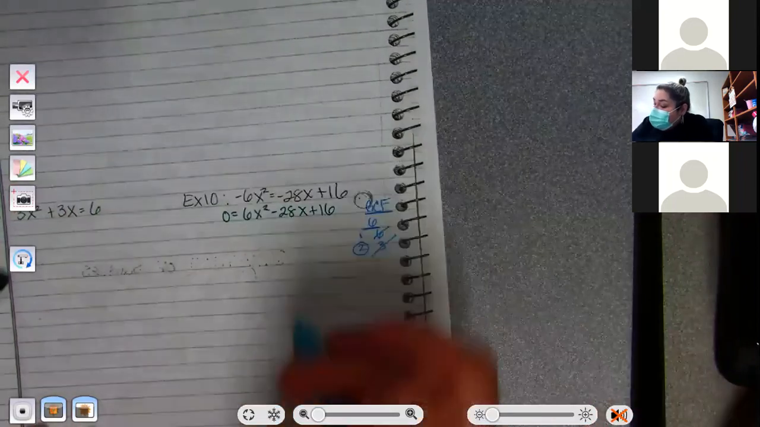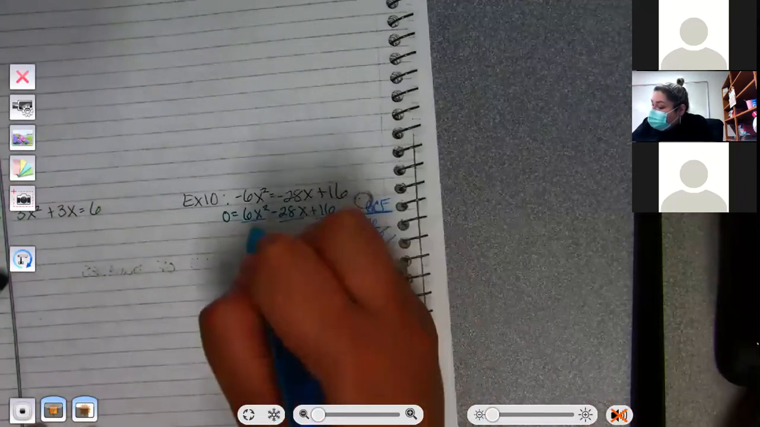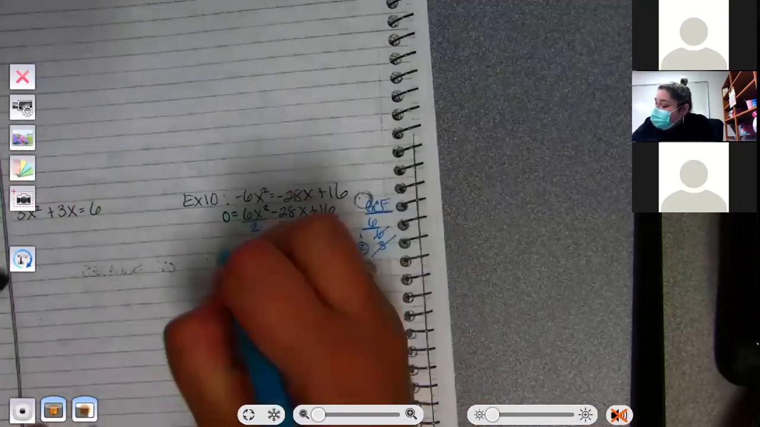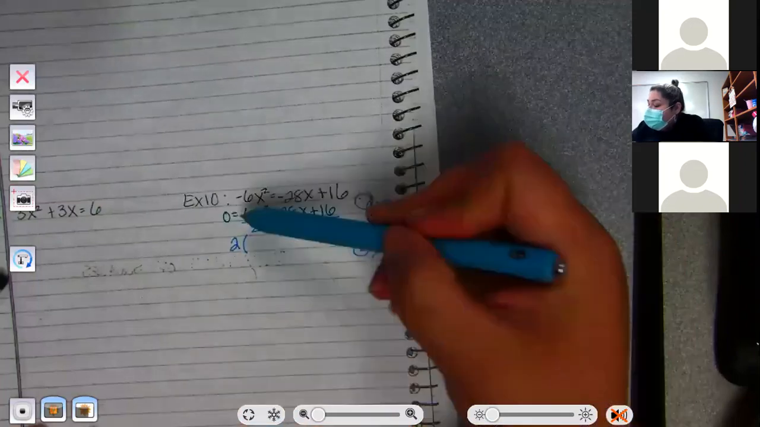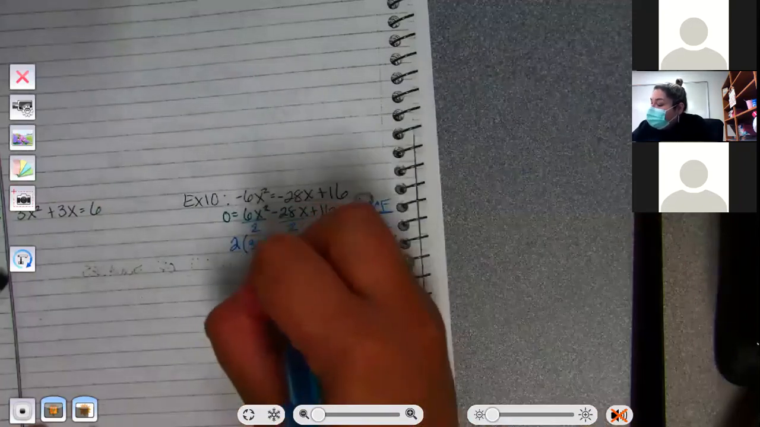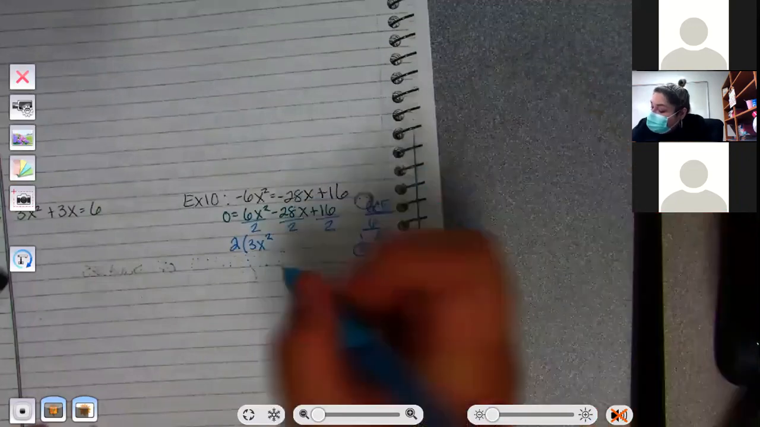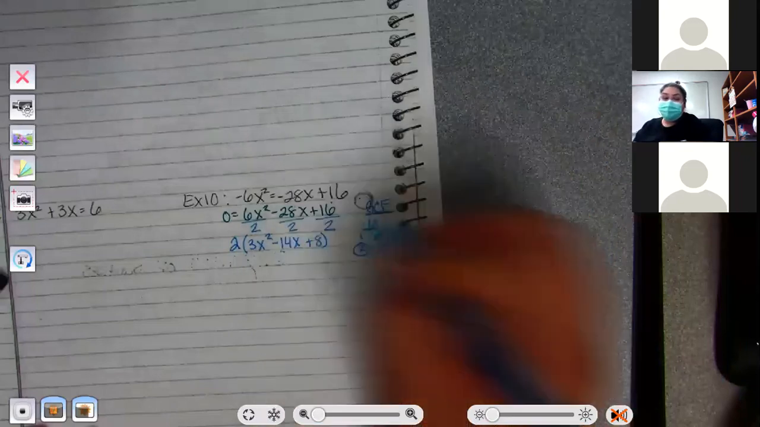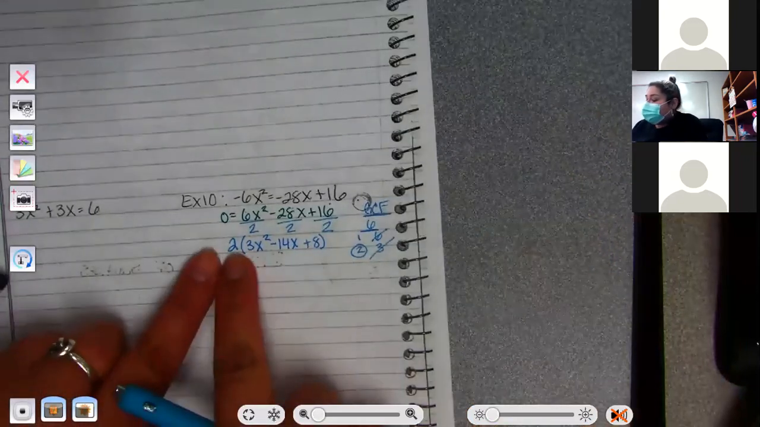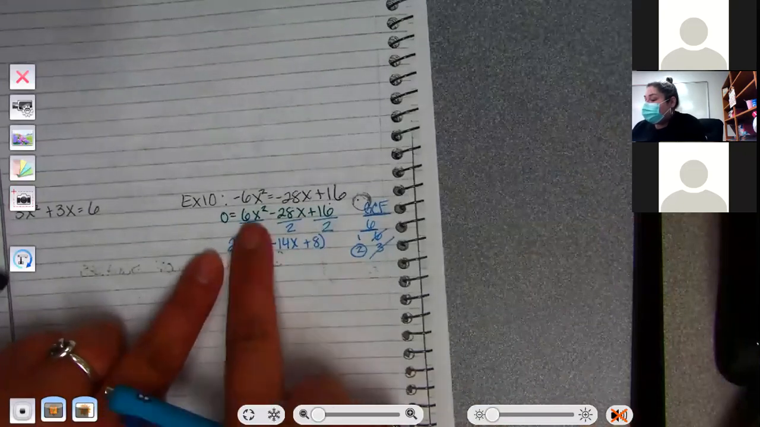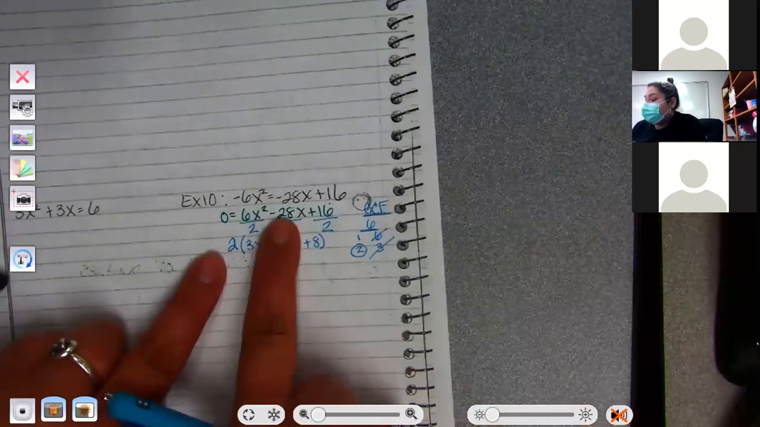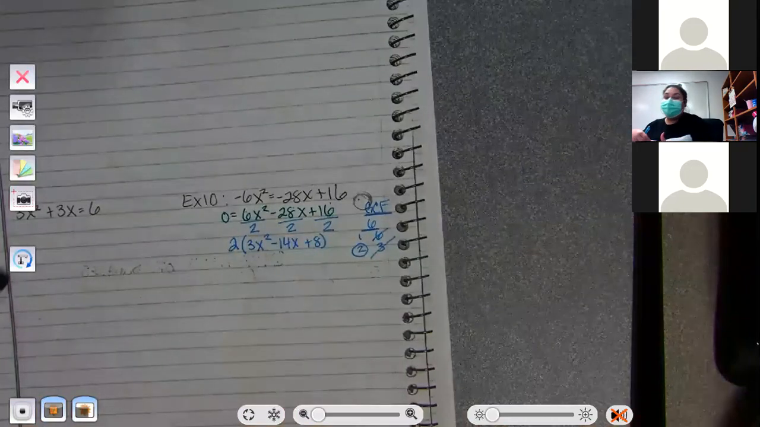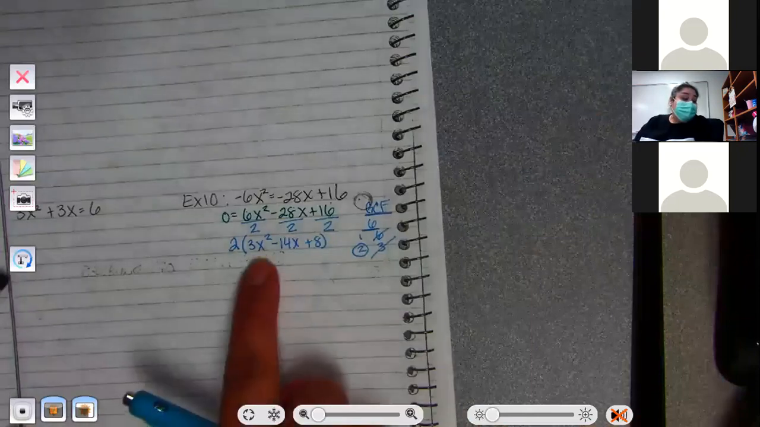So that means that every single one of these, I'm going to divide by 2. Since I'm dividing everything, this 2 is going to come on the outside. So 6 divided by 2 is 3, so we have 3x squared. Negative 28 divided by 2 is a negative 14x. And 16 divided by 2 is a positive 8, right? If you were to redistribute, you would get back the original: 2 times 3 is 6, 2 times negative 14 is negative 28, 2 times 8 is 16. So do we see what happened there? I'm just taking out the greatest common factor. So that was step 1.